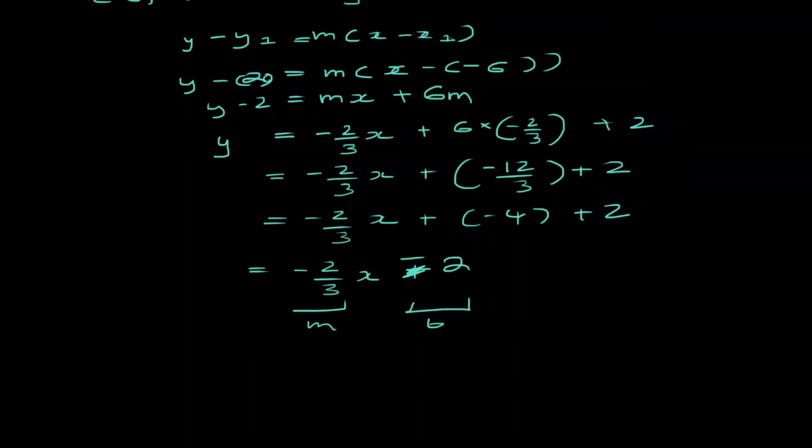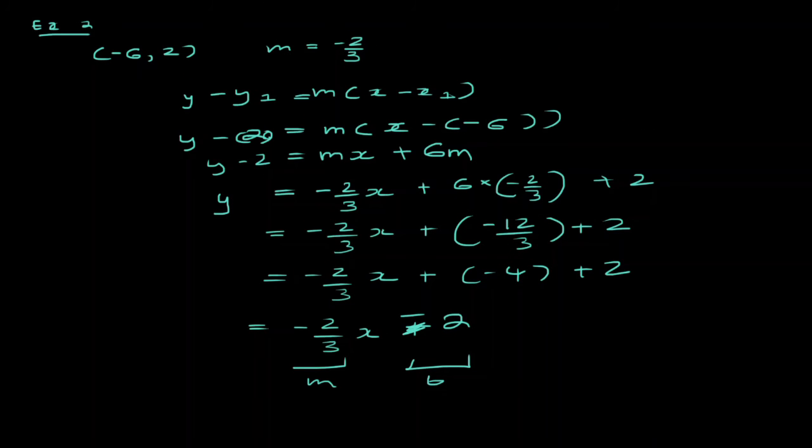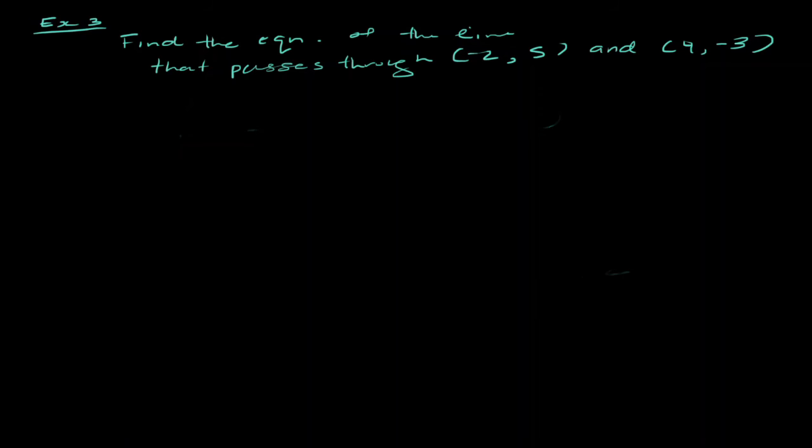So let's do one more example. Let's actually just get rid of everything here. Okay, let's do another example. So now I want you to find the equation of a line that passes through (-2, 5) and (4, -3). So what do we need here?